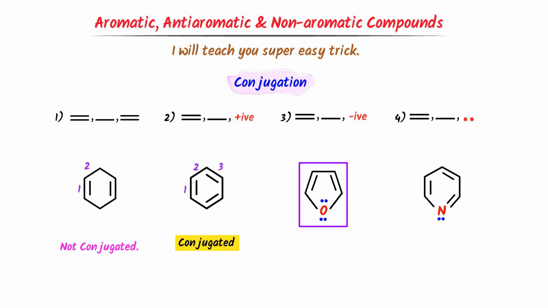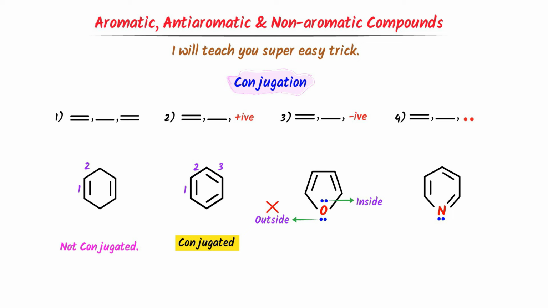In this organic compound, there are two lone pairs of electrons. Remember that this lone pair of electrons is out of the ring. So we say that this lone pair is outside and this lone pair is inside the ring. Remember that if the lone pair of electrons is outside the ring, we do not consider it in the conjugation. Let me repeat it. If the lone pair of electrons is outside the ring, we do not consider it in the conjugation. We only consider the lone pair of electrons which is inside the ring.